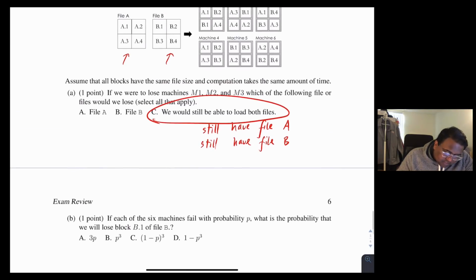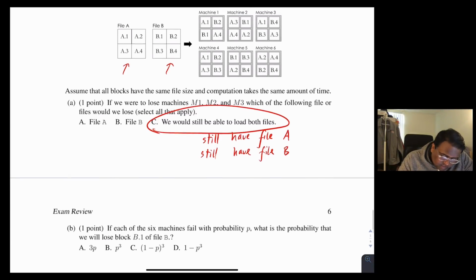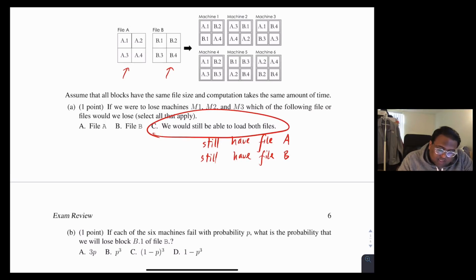Part B, if each of the 6 machines fail with probability P, what's the probability we lose block B1? Okay, so now let's look at which machines actually contain B1. So machine 1 has a B1, machine 2 has a B1, and machine 5 has a B1. Okay, so whether or not machines 3, 4, and 6 fail are really irrelevant to our problem. Because all we care about is whether or not we can restore B1, and the only time we can't restore B1 is if machine 1 fails, 2 fails, and 5 fails.